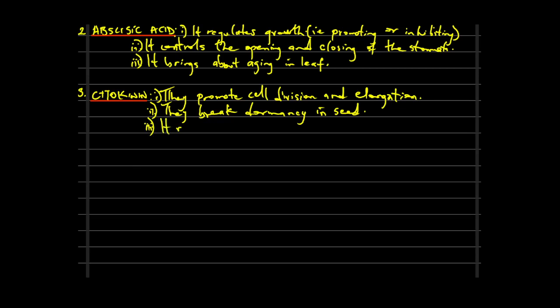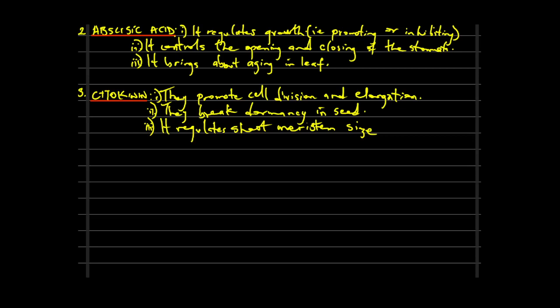It regulates shoot meristem size. The size of the meristem is also being regulated by the cytokinin. That is another function of cytokinin. It helps to regulate the shoot meristem. So we understand that now as the functions of the cytokinin.